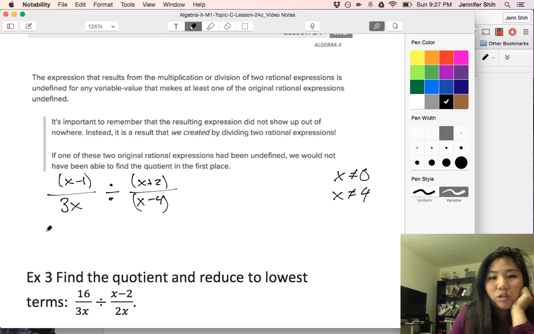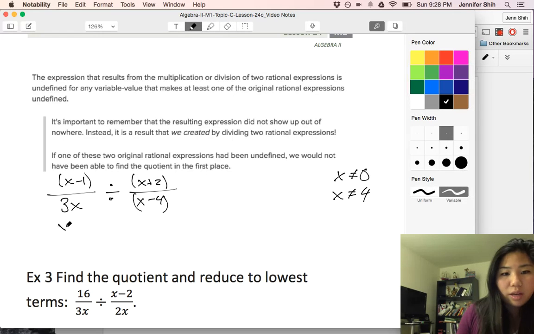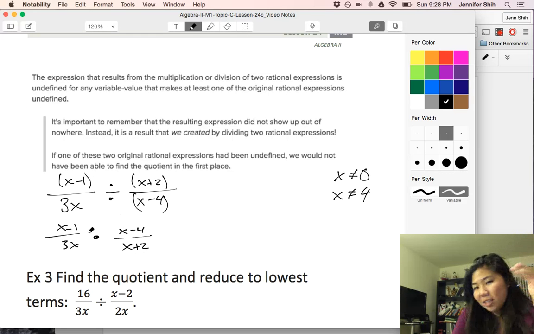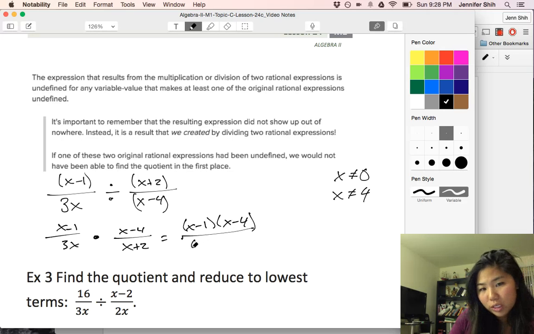So at this point, what we can do is divide. I'm just going to go through this example and then we're going to break it down step by step later. So we have x minus 1 over 3x times x minus 4 over x plus 2. The same thing I did in the previous example is I'm multiplying by the reciprocal. And now I'm going to write out all my factors together. I'm multiplying across. I have 3x and I have x plus 2.